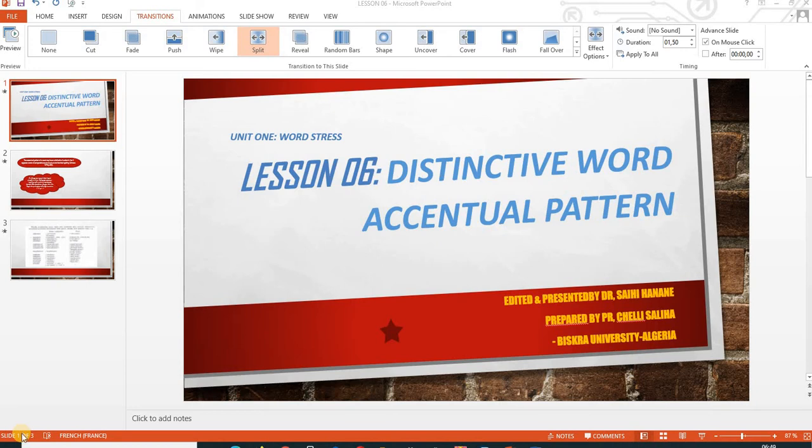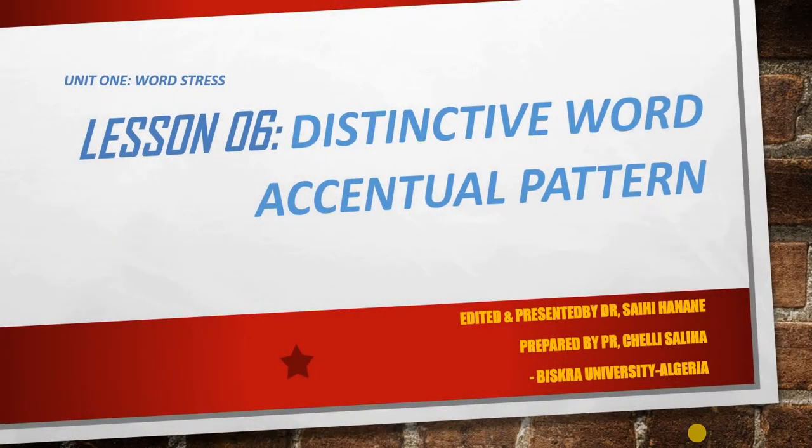Here we are again with Unit 1, Word Stress, lesson number 6, Distinctive Word Accentual Patterns. In this lesson we are going to see the distinctive function of the stress in the word and its main function. So we move now to lesson 6, Distinctive Word Accentual Patterns.